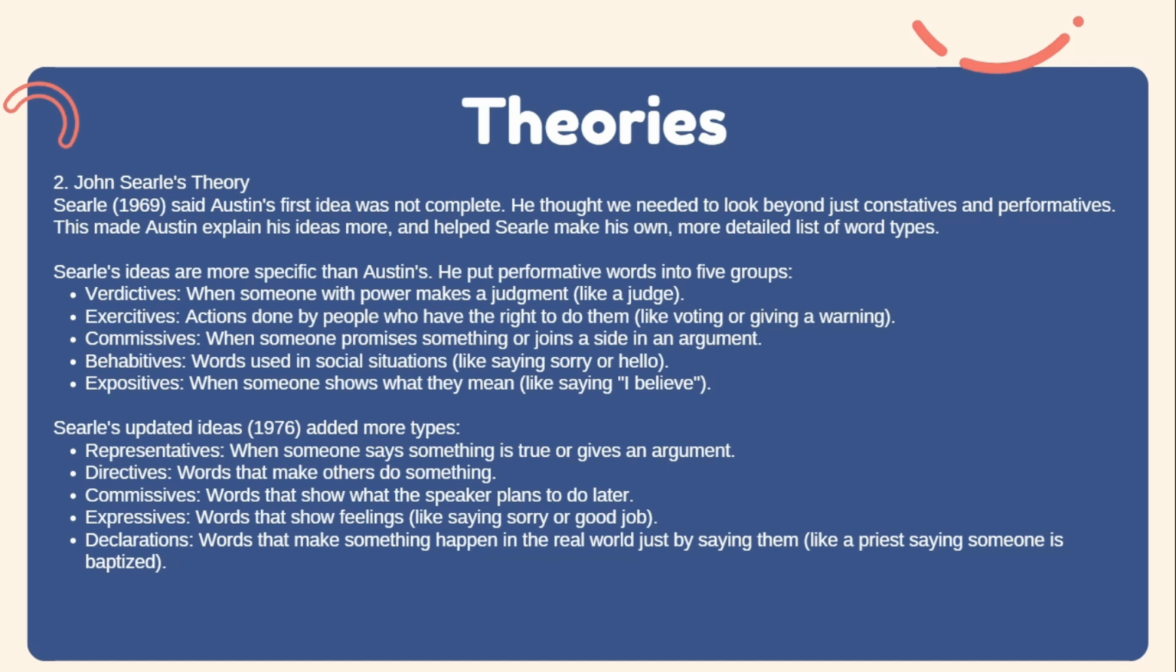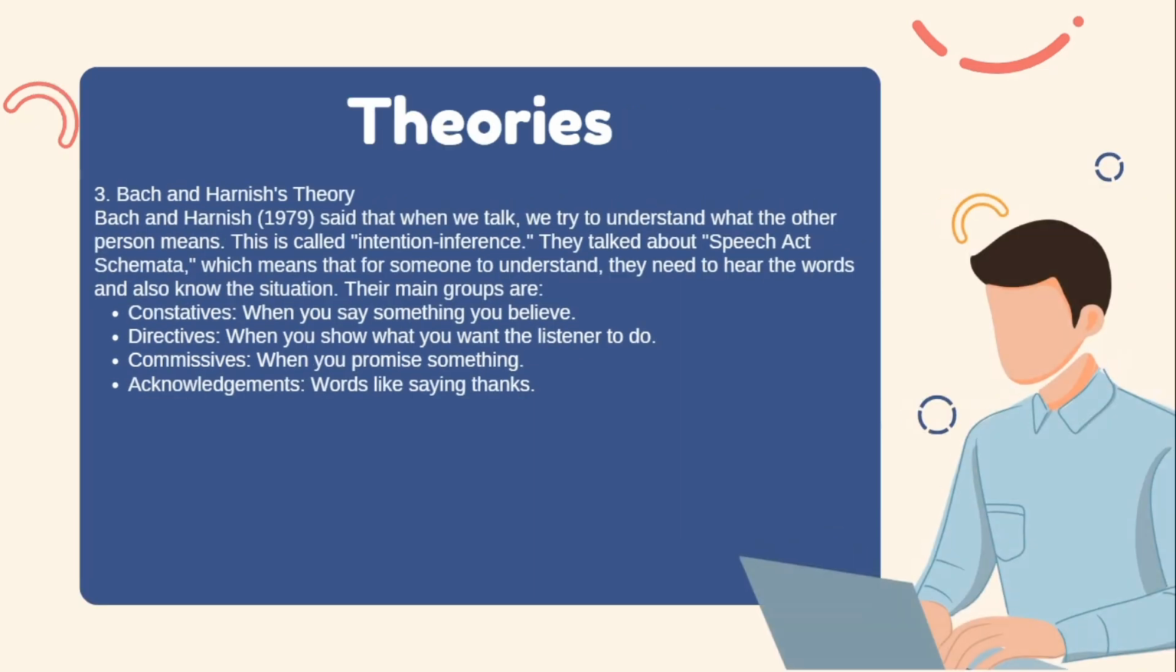Representative, when someone says something true or gives an agreement. Directive, words that make others do something. Commissive, words that show what the speaker plans to do later. Expressive, words that show feeling, like saying sorry or good job. Declaration, words that make something happen in the real world just by saying them, like a priest saying someone is baptized.